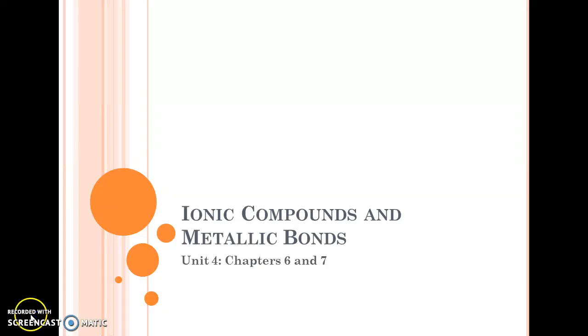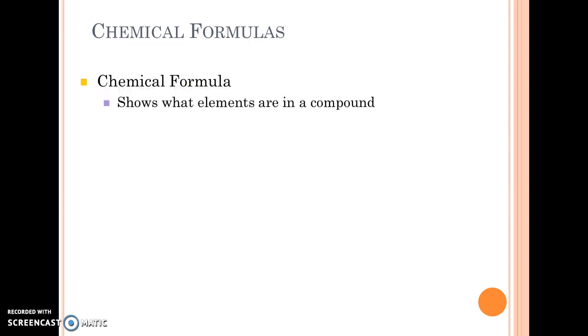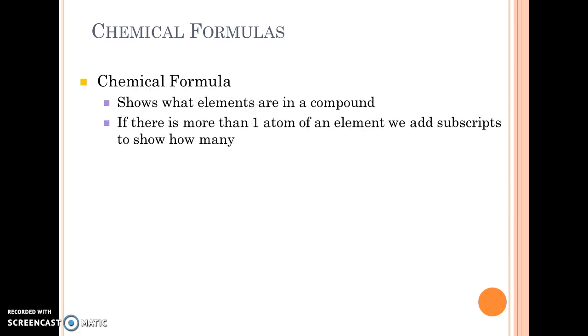Today we're going to start ionic compounds and metallic bonding, which is Unit 4. We're going to start easy and talk about what a chemical formula is. A chemical formula is going to show you what elements are in a compound. It is also going to tell you how many of each element is in that compound using subscripts. The following shows you some examples of chemical compounds written as a chemical formula.